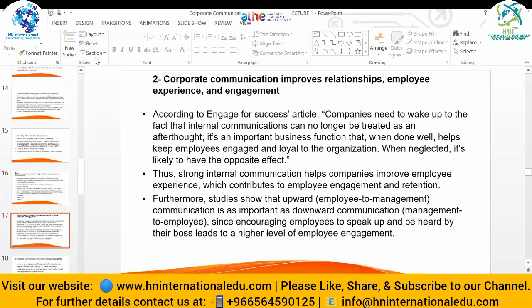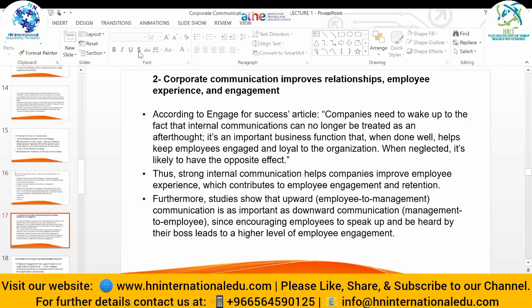Then we have that corporate communication improves relationships, employee experience, and engagement. According to an Engage for Success article, companies need to wake up to the fact that internal communication can no longer be treated as an afterthought. It's an important business function. When done well, it helps keep employees engaged and loyal to the organization. Again, you guys work in a corporate. When you have a good relationship with your MDs, you can convey your problems and your thoughts. You feel more motivated to work. Is that true? Yes.